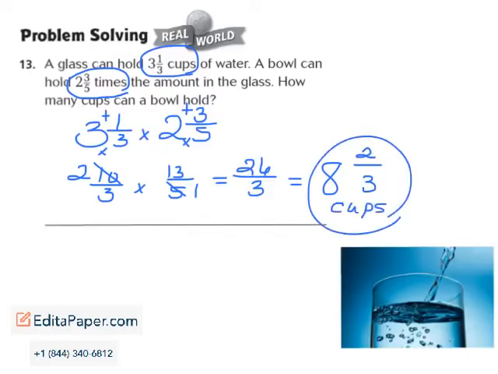So what I know is that the bowl can hold 8 2/3 cups of water, and we now have our product.